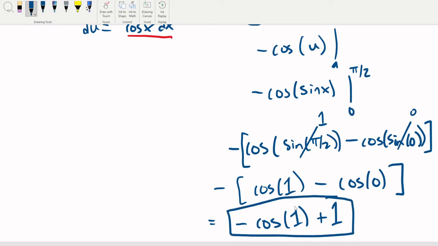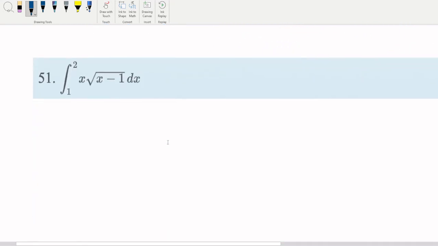Whenever you get something like this, you can plug it into a calculator, do some rounding, but it's more correct to just leave it in this form. So okay, let's keep going.